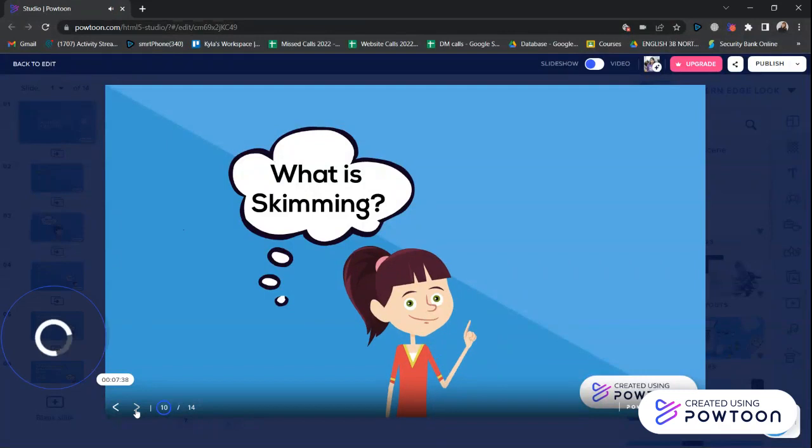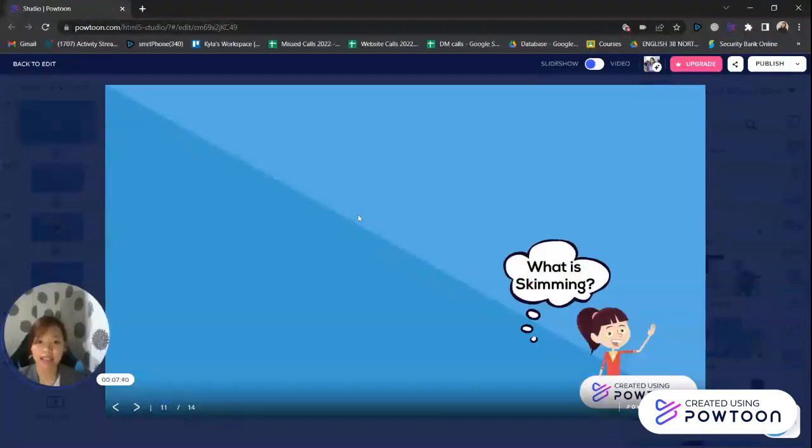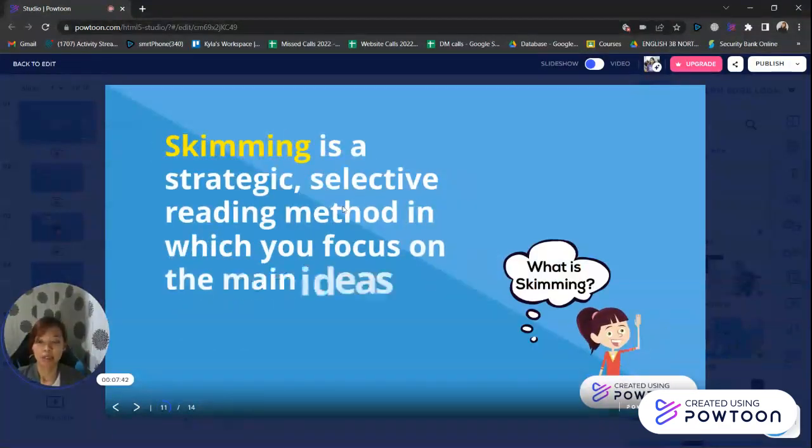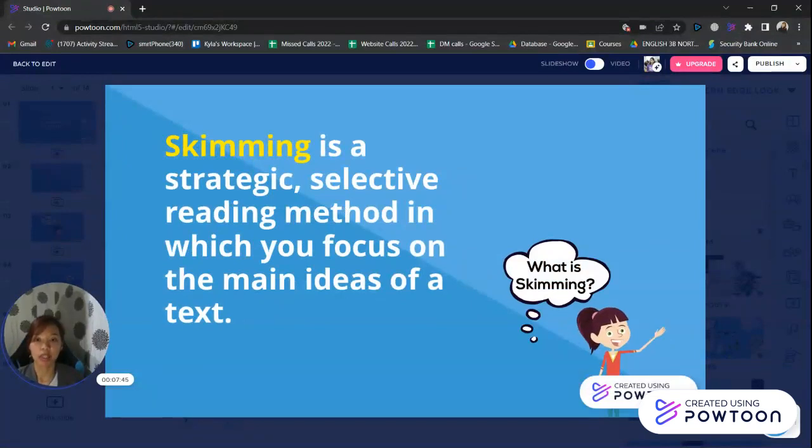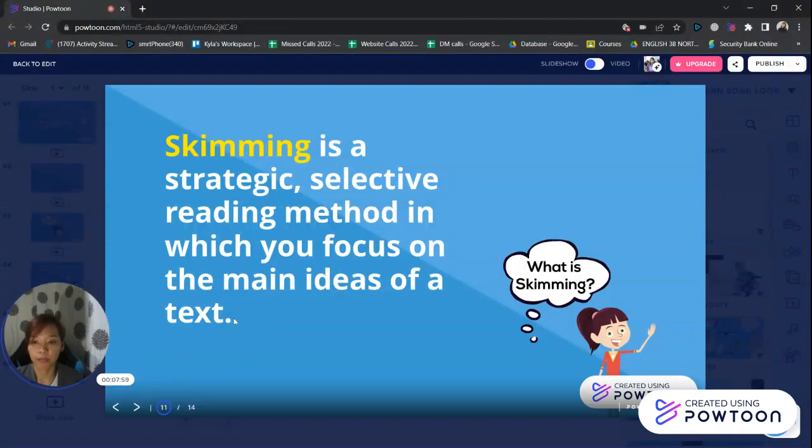All right. So, what is skimming? As per definition, it is a strategic, selective reading method in which you focus on the main ideas of a text. All right, just the main ideas of a text for you to have the bigger picture, the clear picture of what that text is all about. Okay.